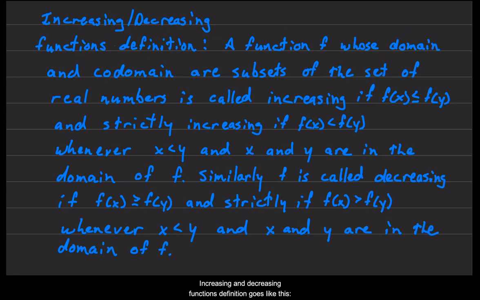Increasing and decreasing functions definition goes like this. A function f whose domain and codomain are subsets of the set of real numbers is called increasing if f of x is less than or equal to f of y, and strictly increasing if f of x is less than f of y, whenever x is less than y and x and y are in the domain of f. Similarly, f is called decreasing if f of x is greater than or equal to f of y, and strictly decreasing if f of x is greater than f of y, again, whenever x is less than y and x and y are in the domain of f.